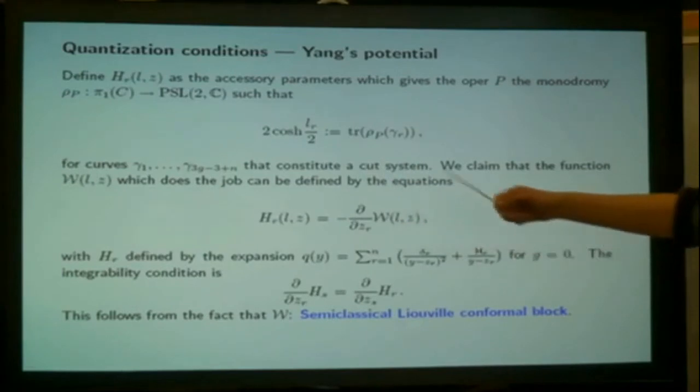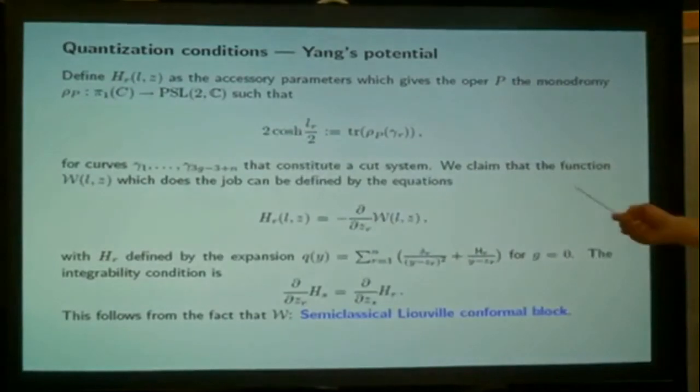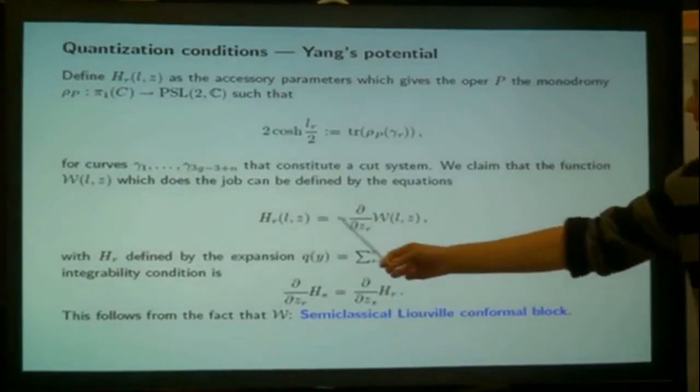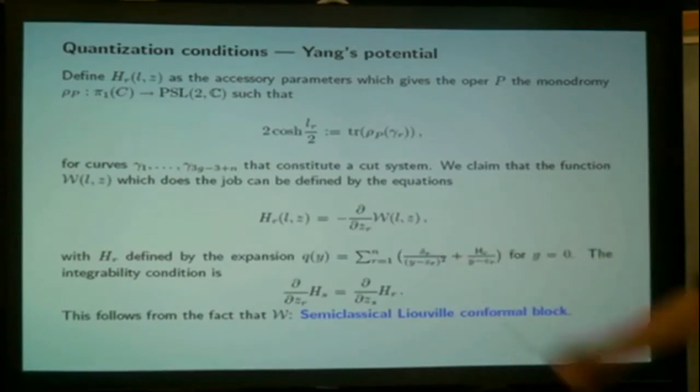So this is the definition of H_R as a function of L's and Z's. And now I claim, and this is the slightly non-trivial fun part of the story, that these H's come from a potential. No surprise maybe to you, the potential is the semi-classical Liouville conformal block, and this is what one could have guessed if one combines AGT with what Nikita and Samson have done. This is precisely the prediction that semi-classical Liouville conformal blocks have the potential, the Young's potential.